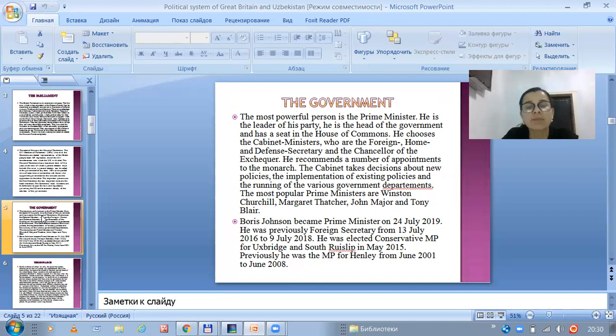Boris Johnson became Prime Minister on 24th of July 2019. He was previously Foreign Secretary from 13th of July 2016 to 9th July 2018. He was elected Conservative Member of Parliament for Uxbridge and South Ruislip in May 2015. Previously, he was a Member of Parliament for Henley from June 2001 to June 2008.